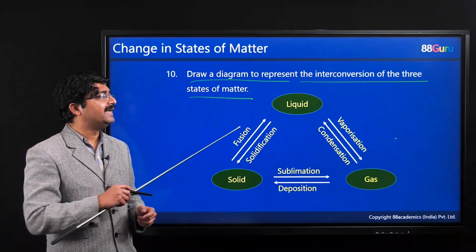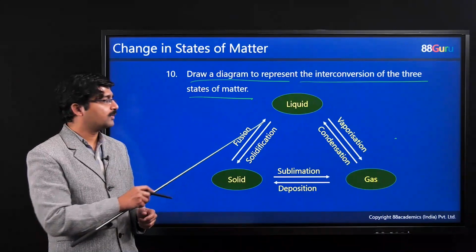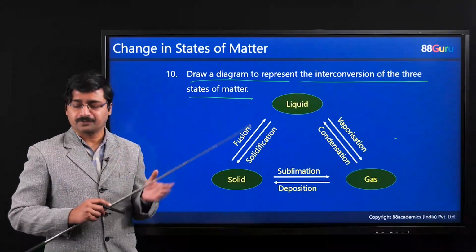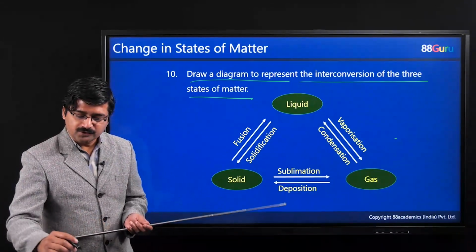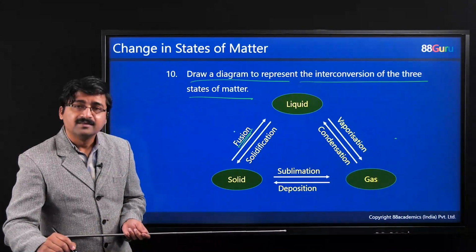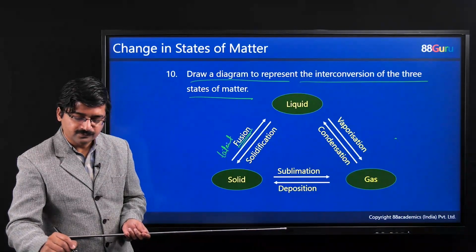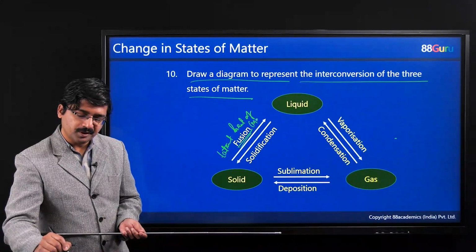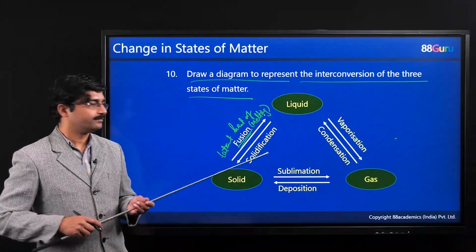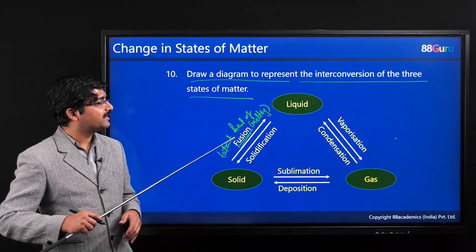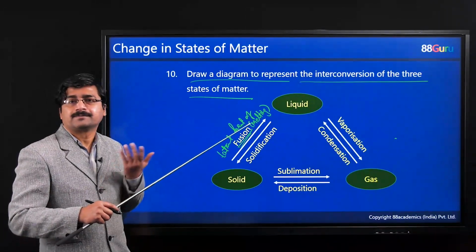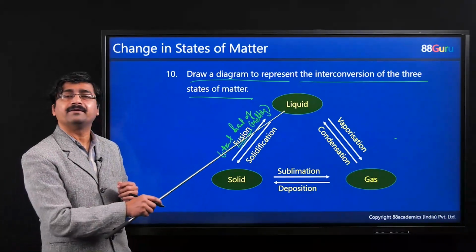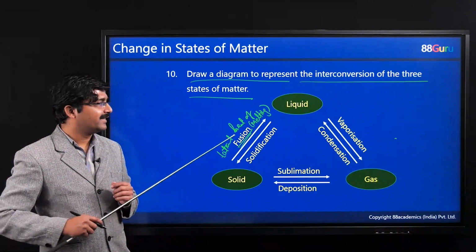Solid being heated to form liquid. So what is that called? Fusion. The amount of heat that you were supplying to convert the solid to liquid was actually the latent heat of, what was that? Latent heat of fusion. Now this may also be called melting. So latent heat of fusion is actually the latent heat of melting. So solid can be melted or fused to form liquid when you supply heat.